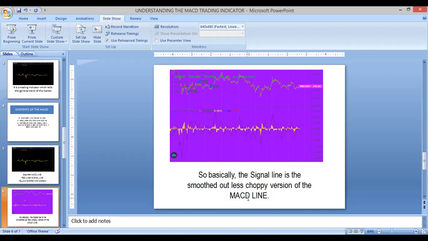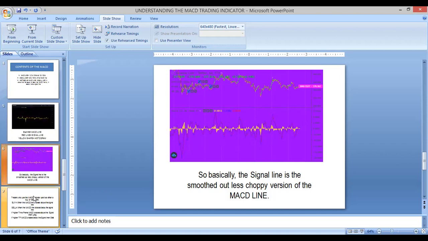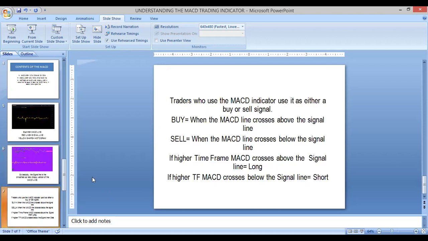Why the MACD line is more choppy, the signal line is actually less choppy than the MACD line, although both of them nearly have the same shape, but one is less choppy than the other. Now, the roles of the MACD: some persons who trade the MACD most of the time use it to know when to buy and when to sell, okay?